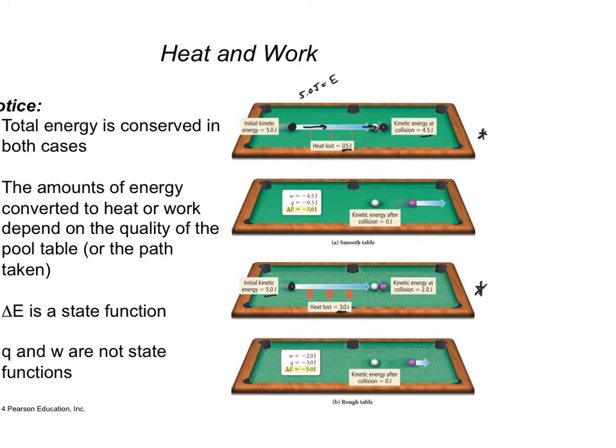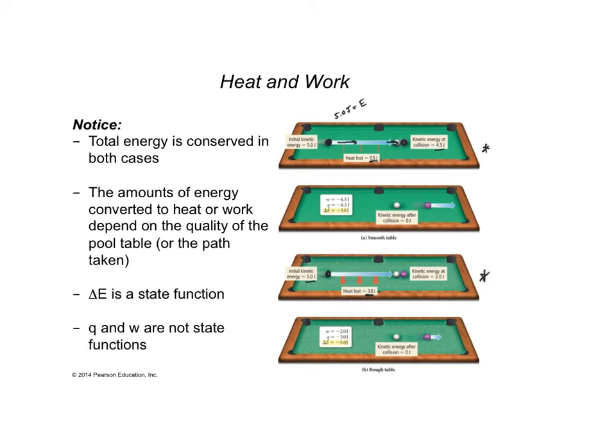So do those values of Q and W differ depending on the path that we took or depending on the type of table that we were using? Yes. So the moral of this story is that Q and W, heat and work, are not state functions. They depend on the path that we take to get to whatever we're trying to do. Delta E, though, the sum of the two, is a state function.